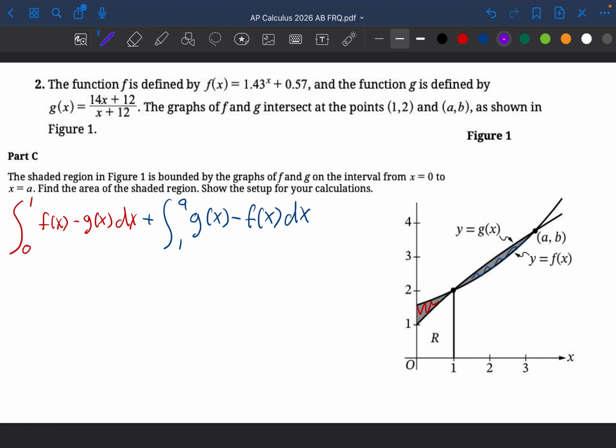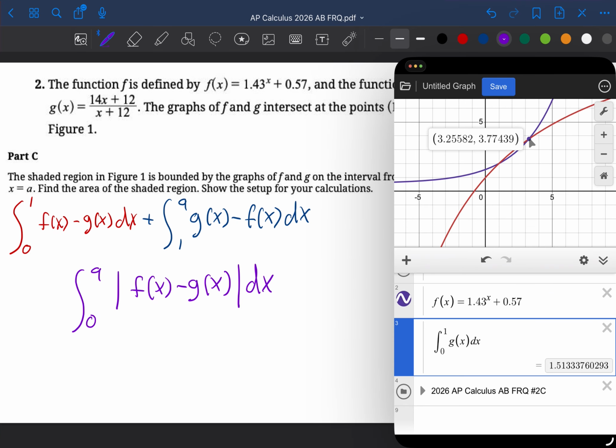Now this is fine, and some people teach it that way. But what's also taught is, to make things easier, just take the absolute value of f of x minus g of x. In this case, it won't matter which one is the top or the bottom. It's going to work out either way. Now we have to figure out where that point a is located, and that's the x value.